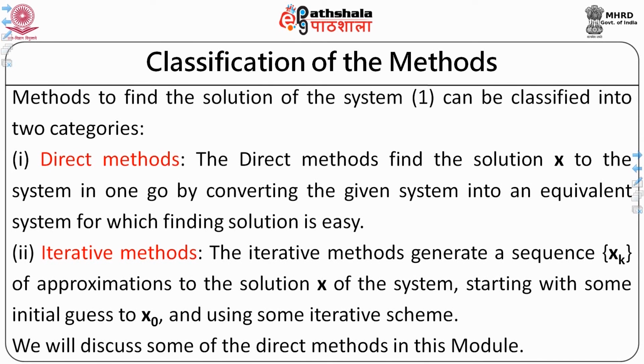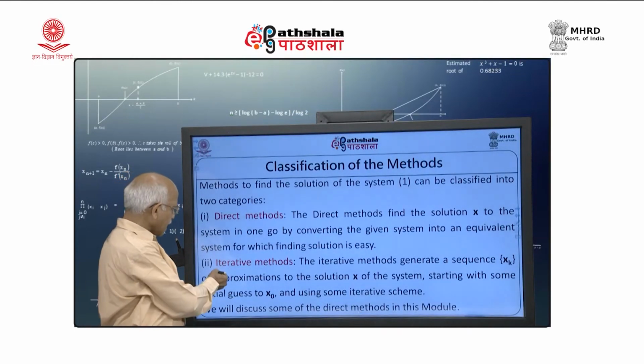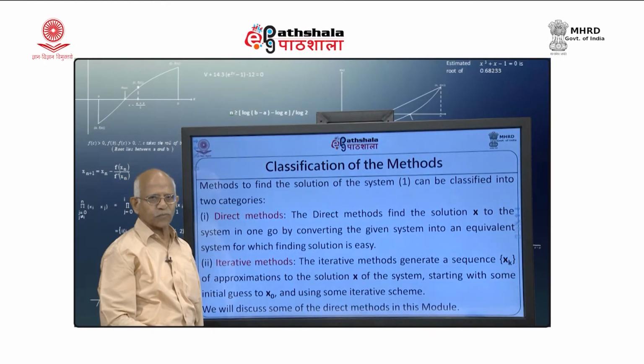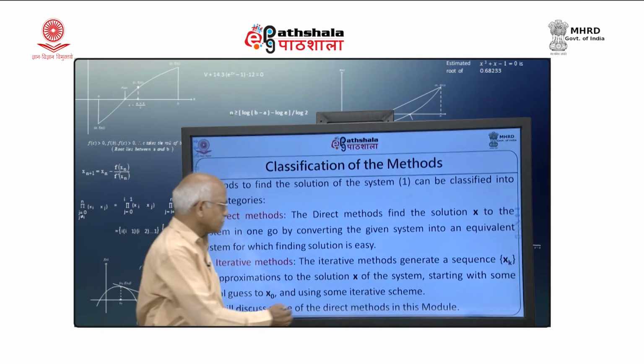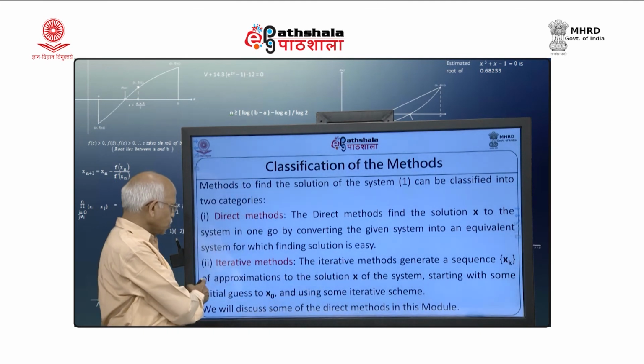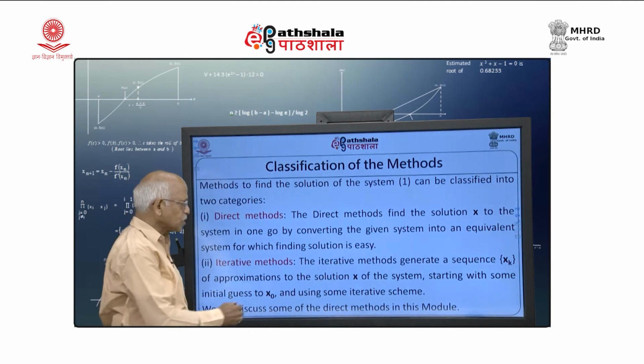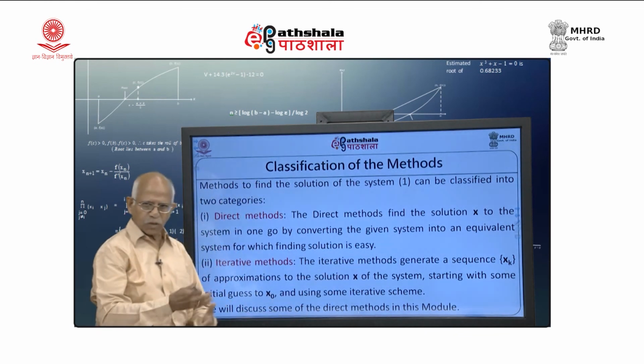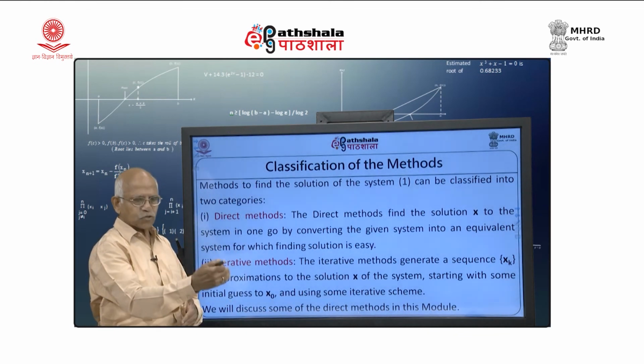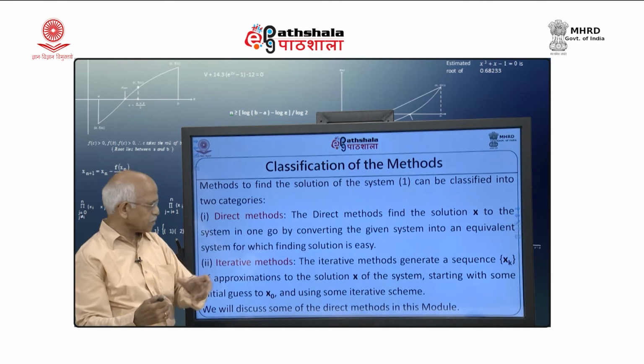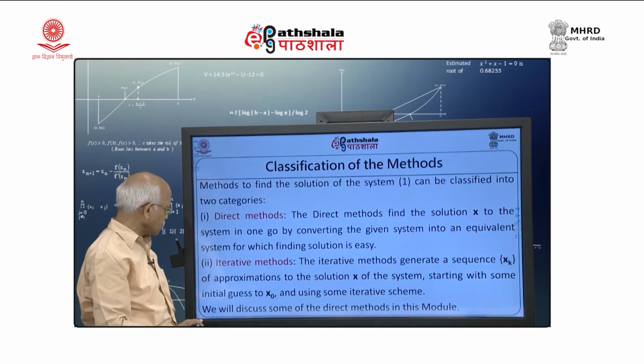Whereas, iterative methods generate a sequence x k of approximations to the solution x bar, starting with some initial guess x 0 bar and using some iterative scheme. So, how to get from the previous solution to the next solution will be decided by the iterative scheme.